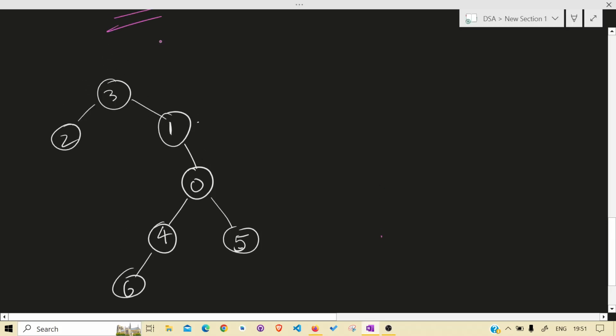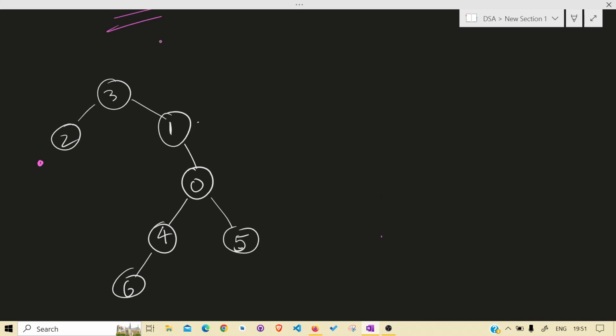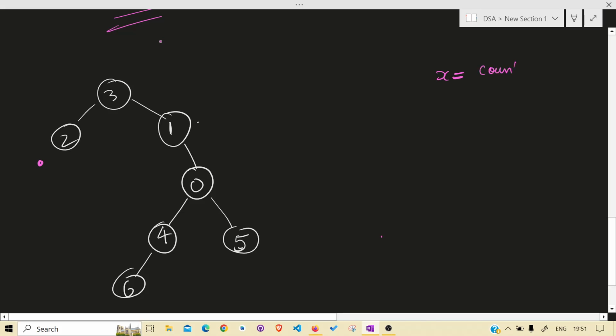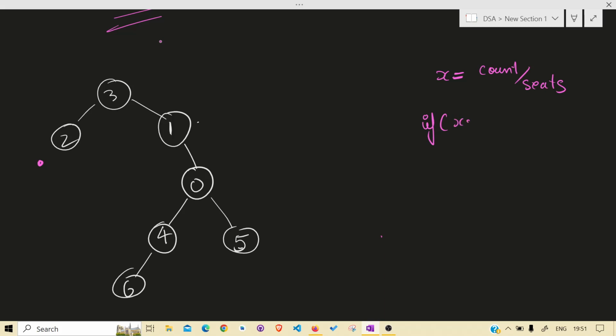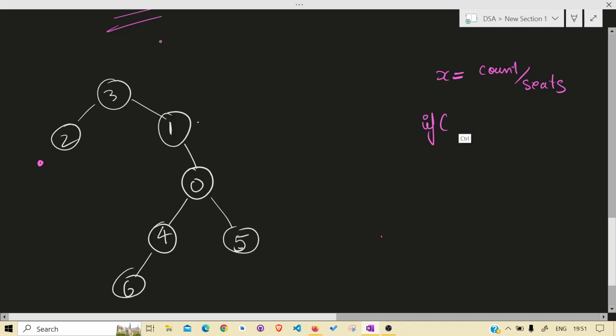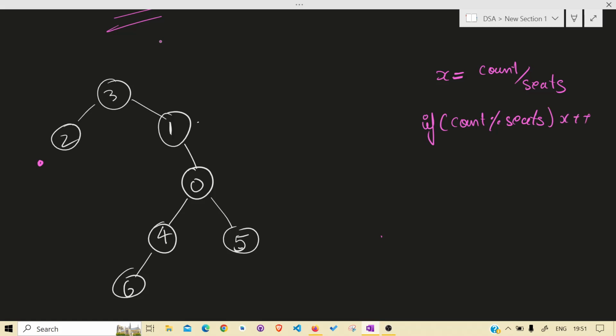Now the question arises, how are we doing this computation? Let me write a simple code. X, what X is over here, is count upon seats. If count leads to some remainder, then X plus plus. It's just ceil, another way of writing it.